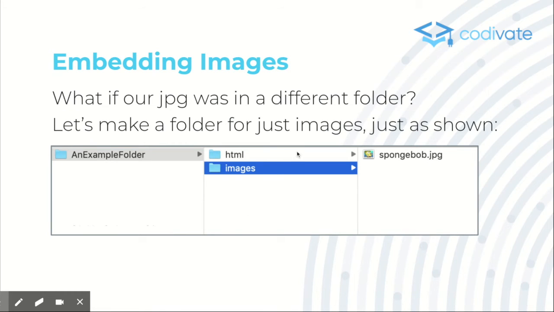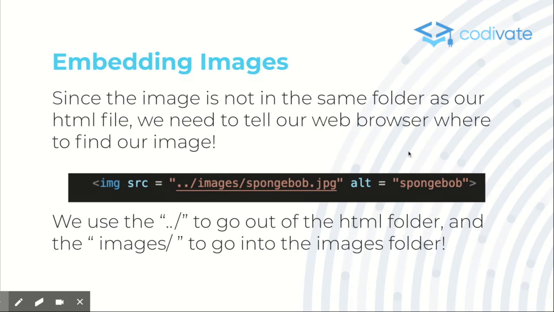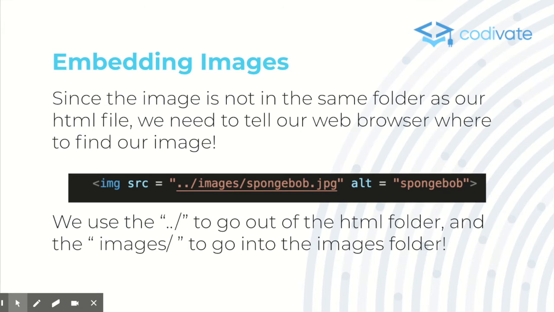In our HTML folder, we're going to have our HTML file, and then in our images folder, we would have our image. Since the image isn't in the same folder as our HTML file, we have to tell our browser where to find the image. So we would use the dot and then a forward slash to go outside of our HTML folder, and then the images, and then a forward slash to go into the images folder.